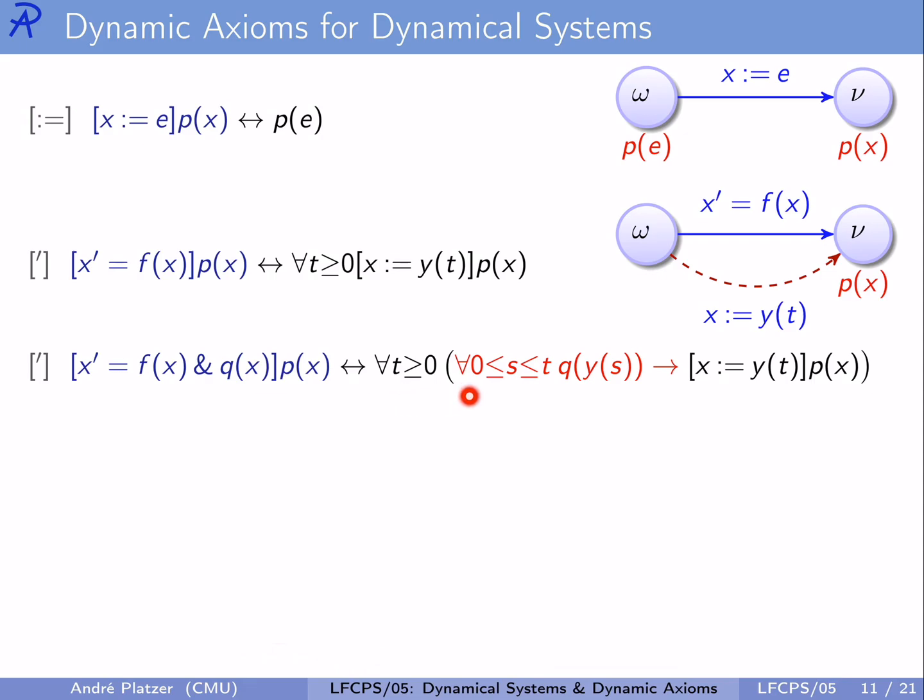for all times t, if for all intermediate times s between time 0 and the new time t, if Q, the evolution domain constraint, is true of the solution y at this intermediate time s, and that was for all of these times s, then if we change the variable x to have the value that the solution y has at the last point in time t, then P of x has to be true at the state we then reach. In particular, you notice how this axiom makes the effect of evolution domain constraint more explicit. It's one example how we see that by writing down axioms we understand the semantics of these operators better.